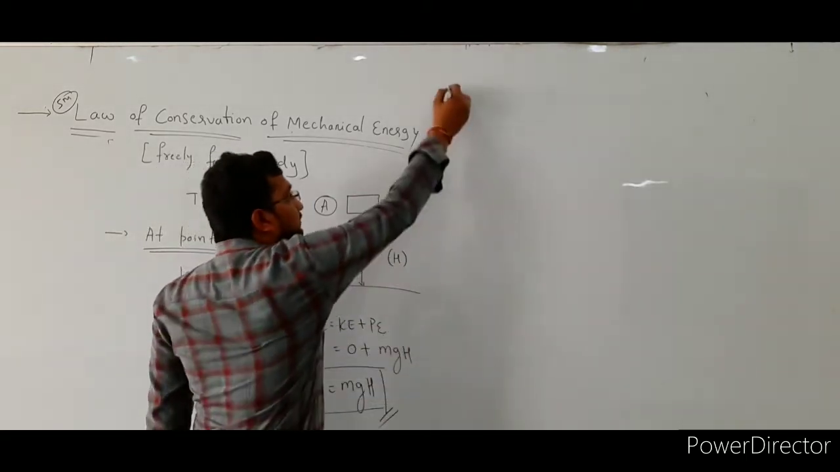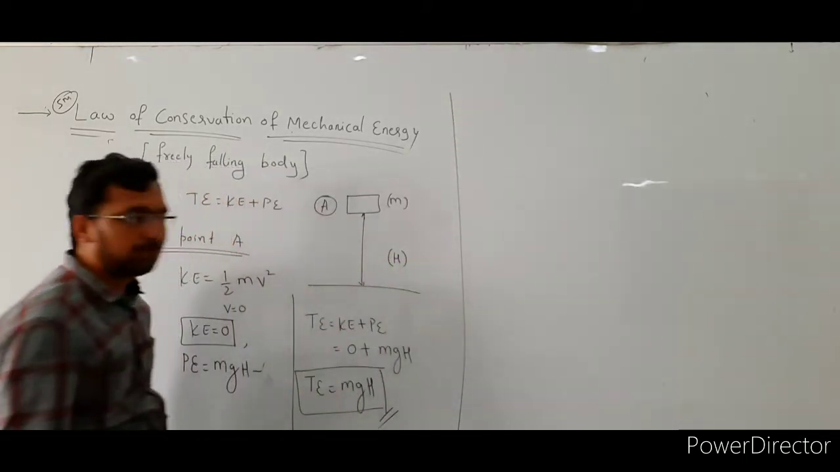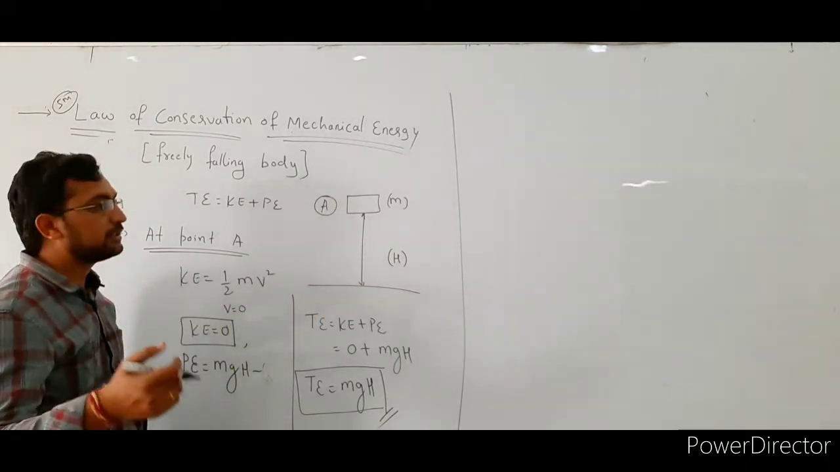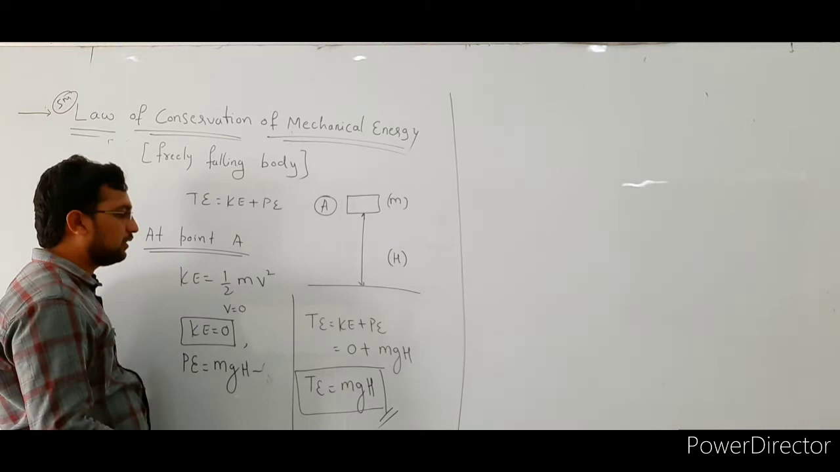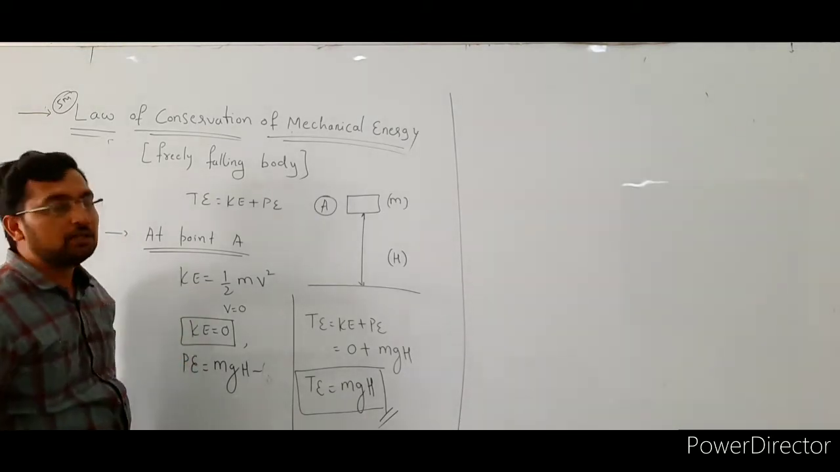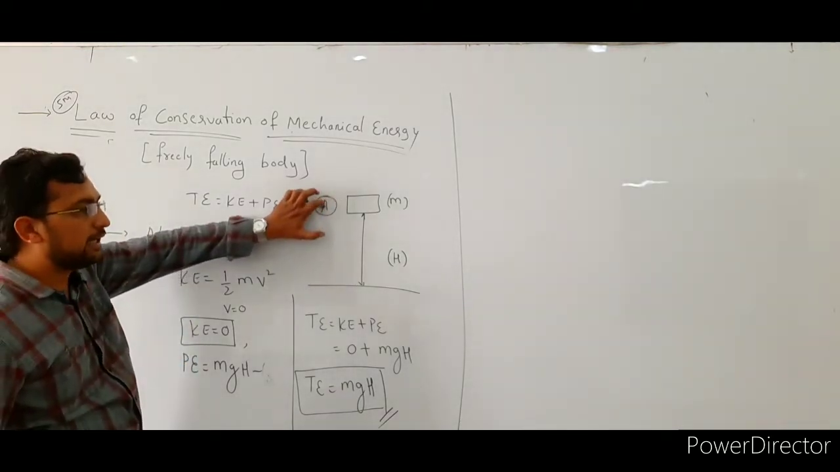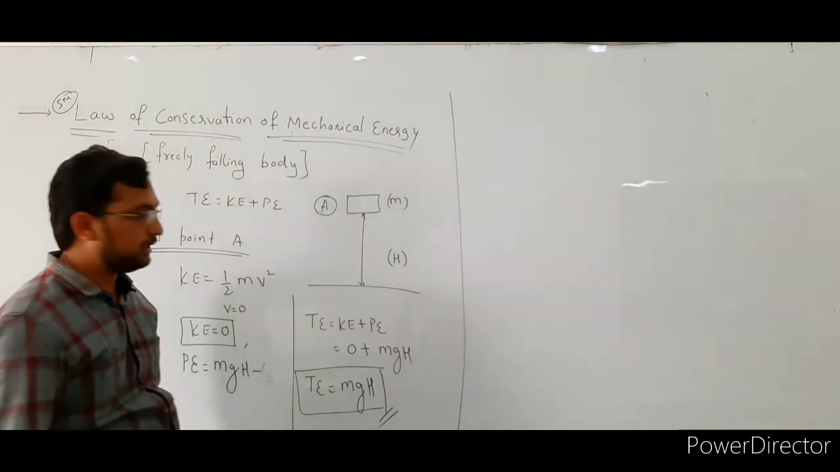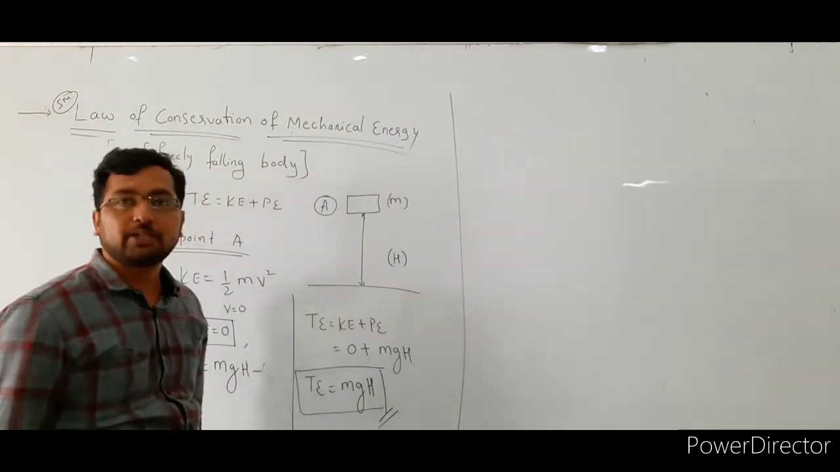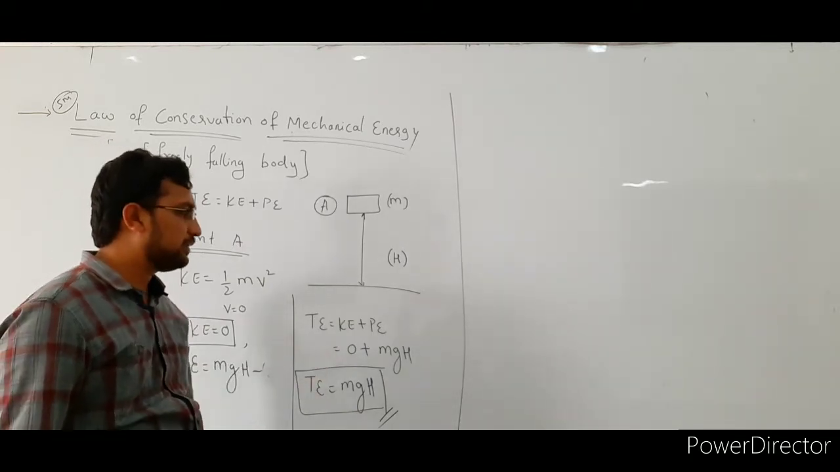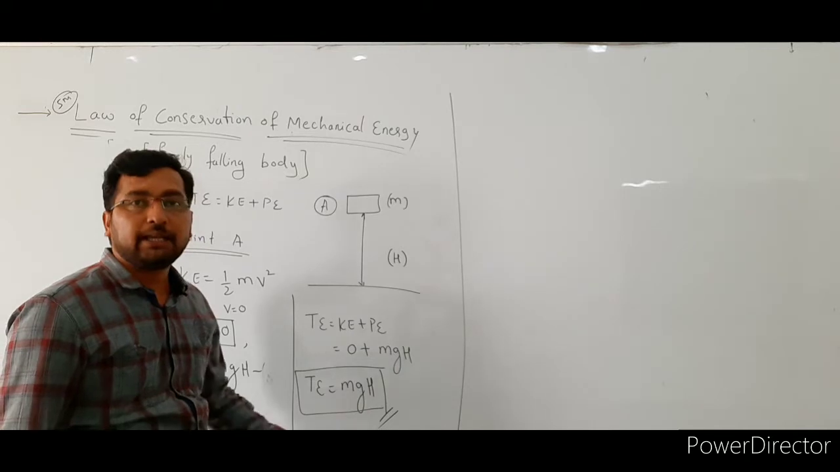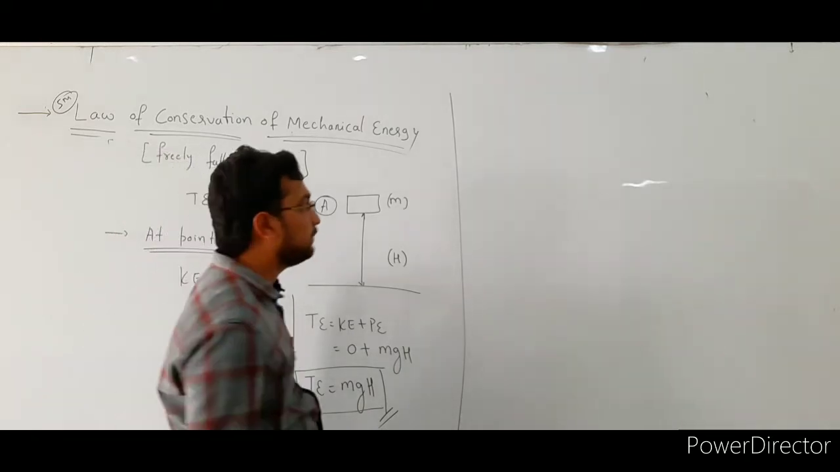See here, at point A the initial velocity of the body is 0. If the initial velocity is 0, the kinetic energy is 0. The potential energy at point A is mgh. Then the total energy is kinetic energy plus potential energy: kinetic energy is 0, potential energy is mgh, so the total energy is mgh.